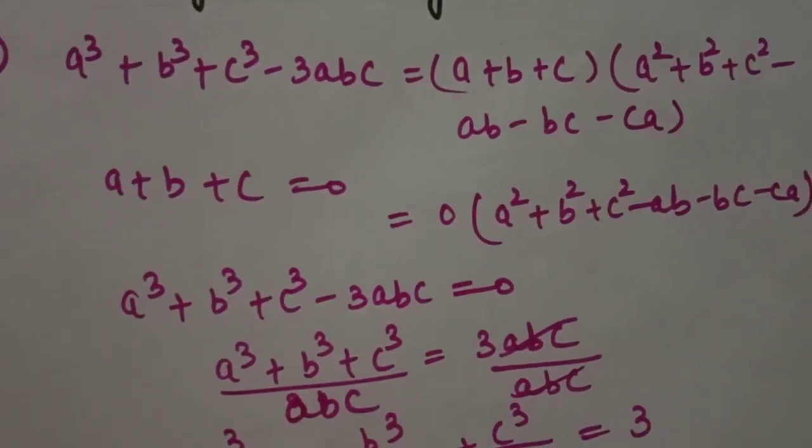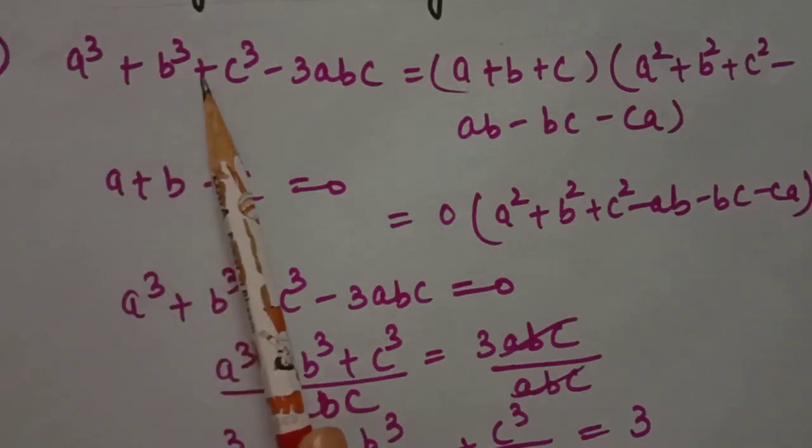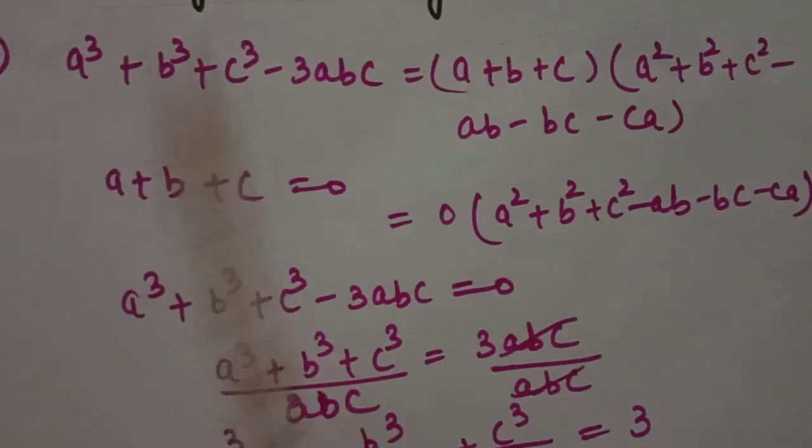Question number 23 was, if a, b, c are all non-zero and a plus b plus c is equal to 0, prove that a square upon bc plus b square upon ca plus c square upon ab is equal to 3. So students, this is your question number 23. We know, because of this question, the 8th identity will be applicable here.